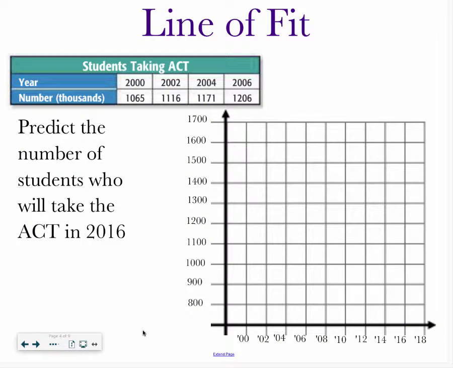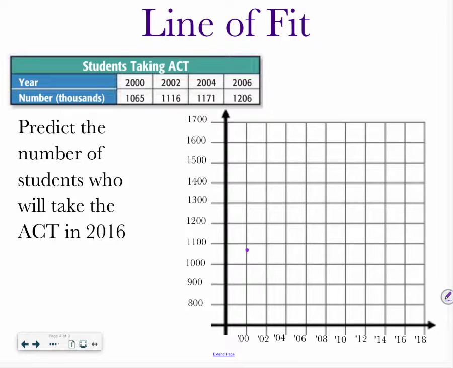Okay? Now, let's practice. If we want to find the line of fit, we want to predict the number of students who will take the ACT in 2016. So if I plot these points, I have 2000 and the number of students taking it, 1,065. Notice that that's in thousands. So 1,065 is going to be somewhere in there.